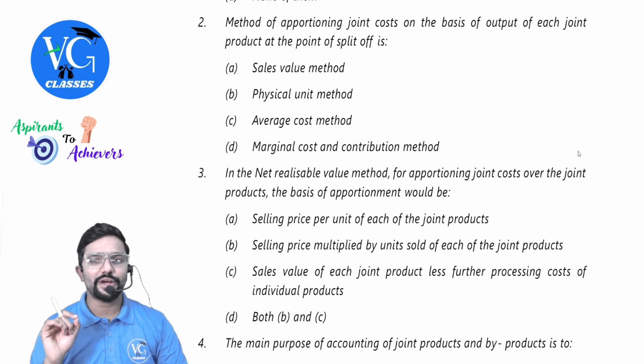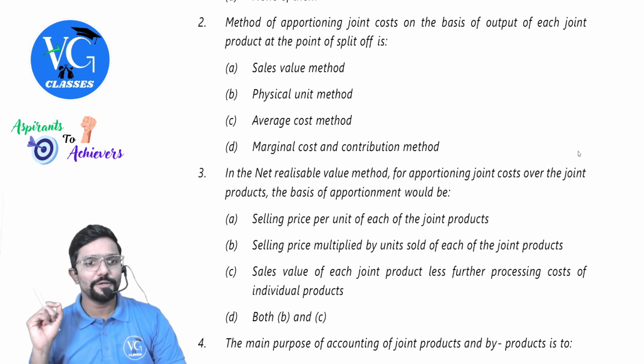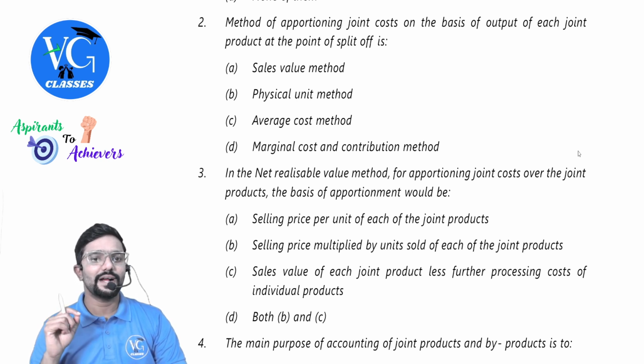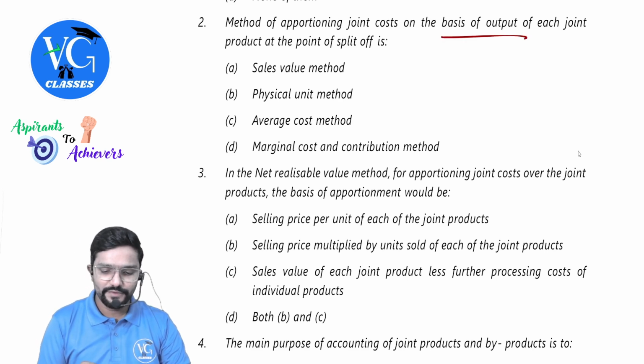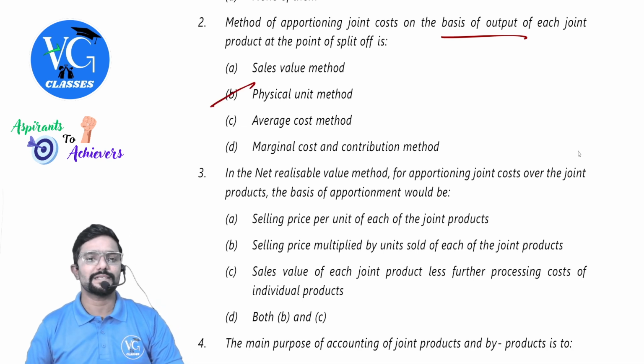Method of apportioning joint cost on the basis of output of each joint product at the point of split off is known as sale value method, physical unit method, average cost method, marginal cost and contribution method. Physical unit method, on the basis of output.